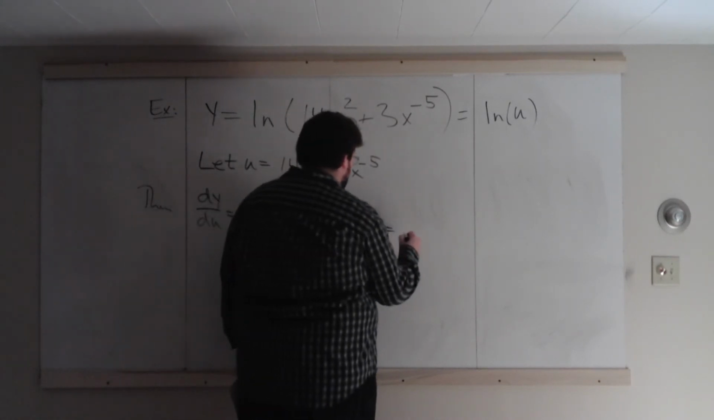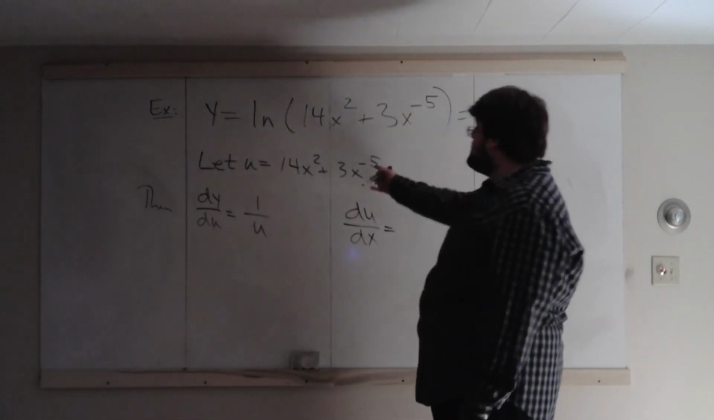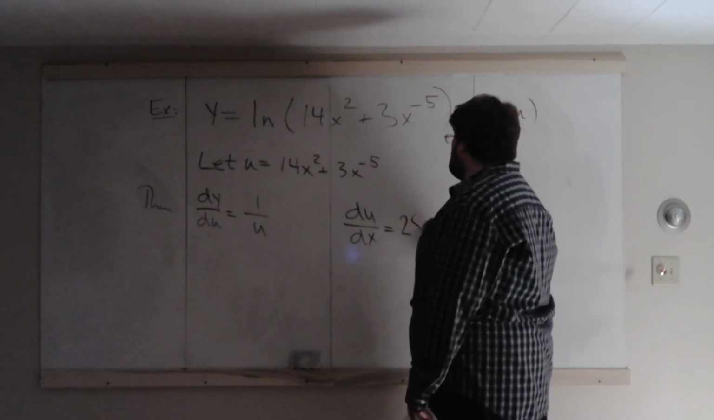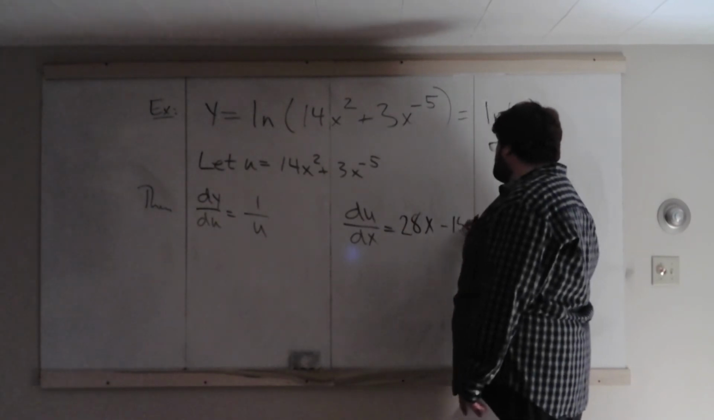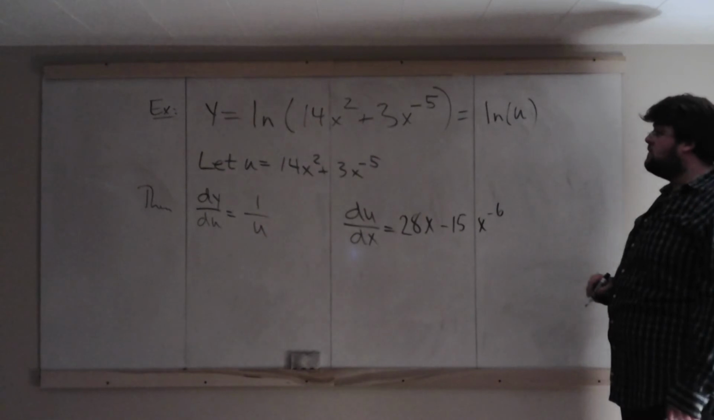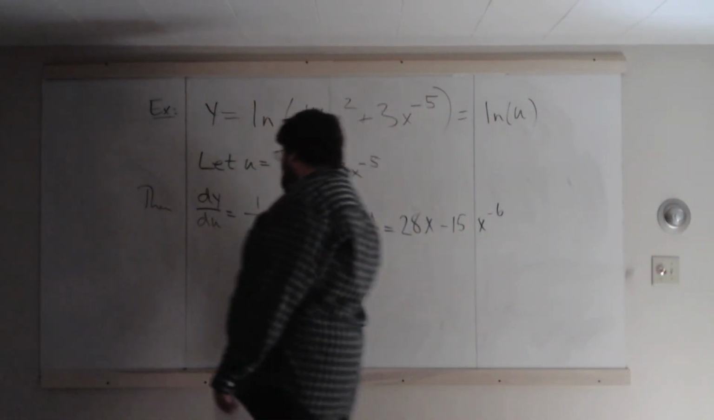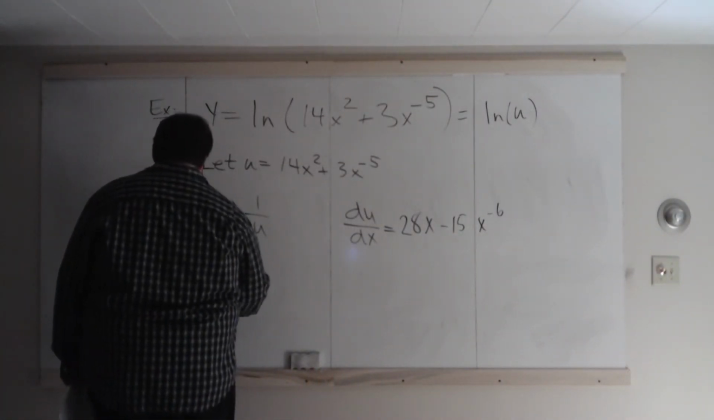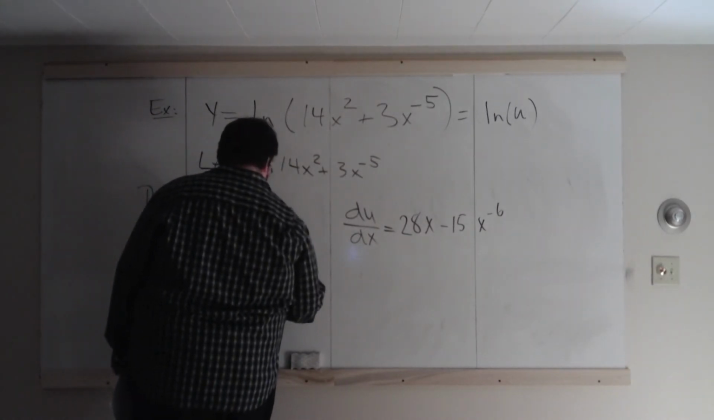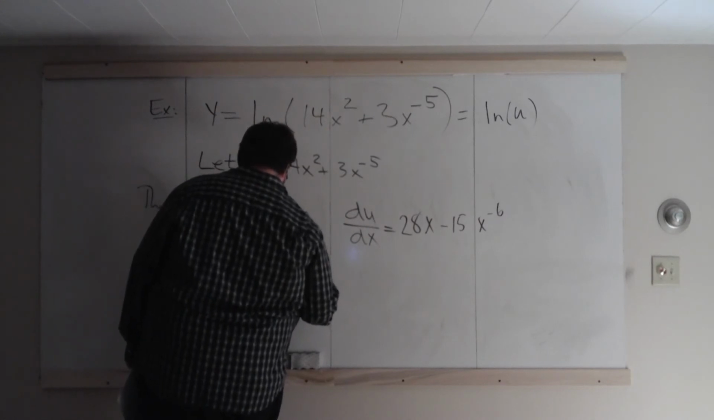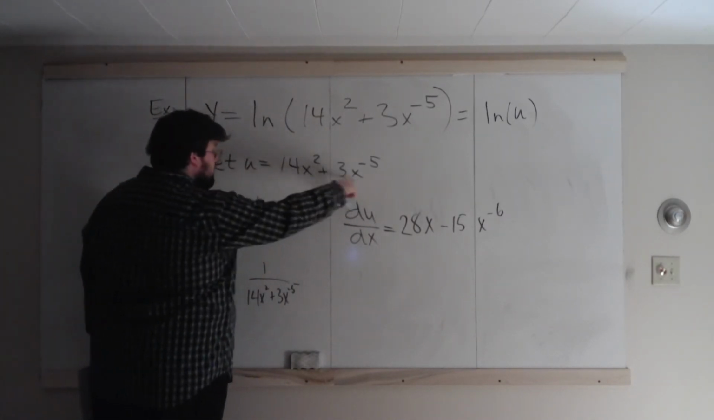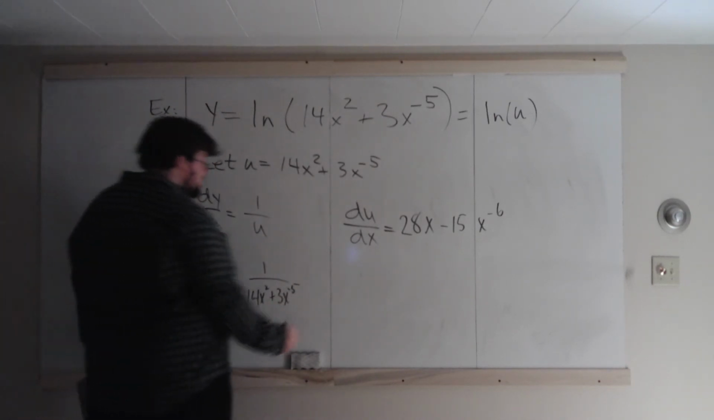du dx, well that's not a polynomial because that's a negative 5. But it's just a couple power rules. 28x, negative 15, negative 5 minus 1 is negative 6, so negative 15x to the negative 6. And then dy dx is these things multiplied. 1 over u is 1 over that, times du dx.